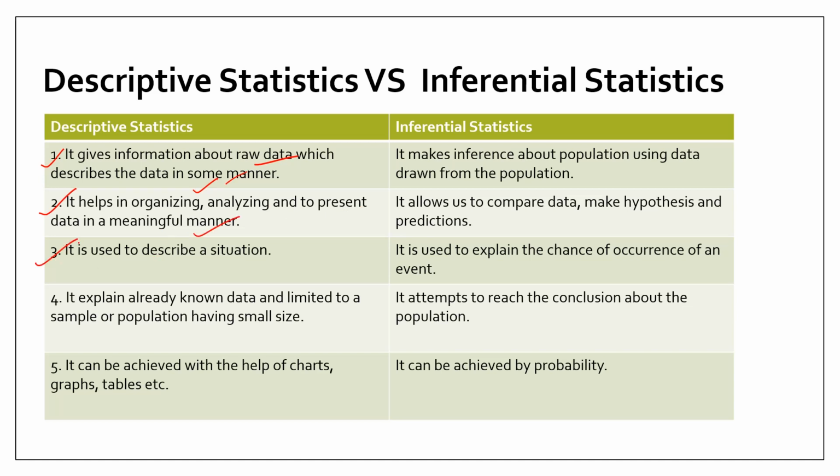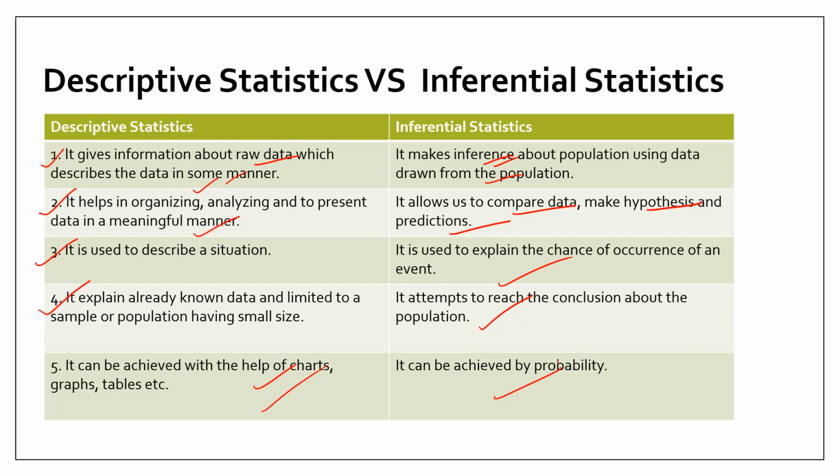It is used to describe a situation. It explains already known data with the help of charts and graphs, as I told you. Inferential statistics makes inferences about the population using data drawn from it. It allows us to compare data, make hypotheses and predict the future. It is used to explain the chances of occurrence of an event. It attempts to reach a conclusion. So this is the main difference between descriptive statistics and inferential statistics.